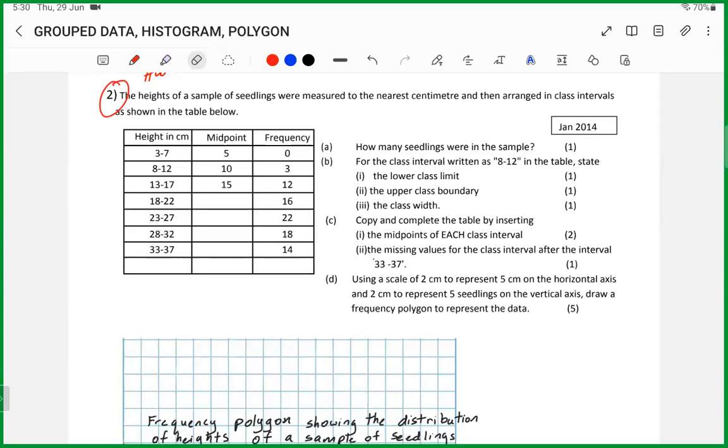All right, so next week we will correct the homework and we'll be moving on to cumulative frequency curves, right? And that'll be the end of statistics. All right, so I'll see you next week then.